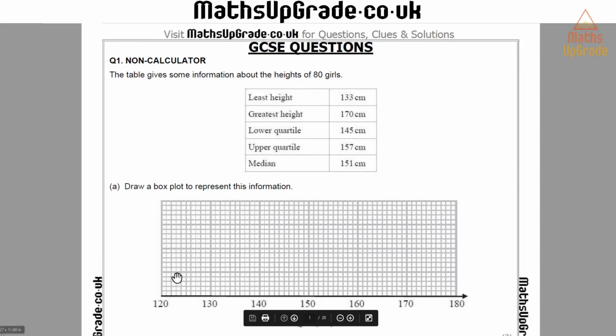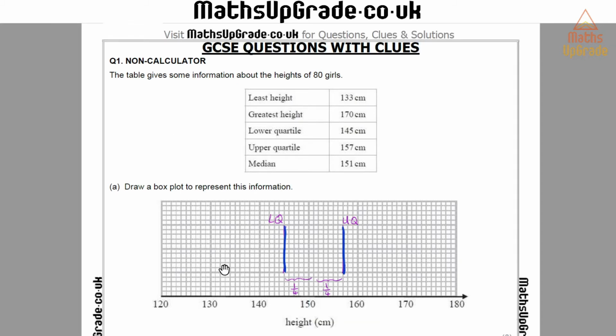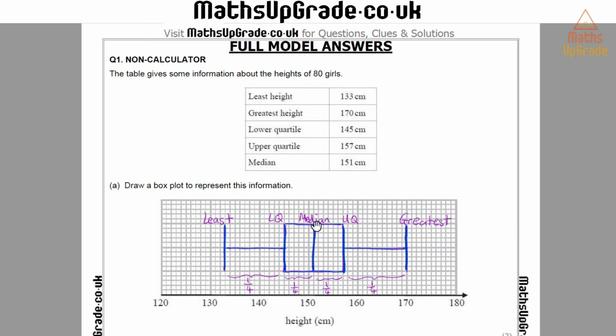The first thing I'm going to do is plot the lowest height, the least height, which is 133. So I'm going to be plotting that about there. Then I'm going to plot the greatest height at 170, which would go there. The lower quartile is given as 145, so that's there. The upper quartile is 157, which would go there. And the median is 151, which is there.